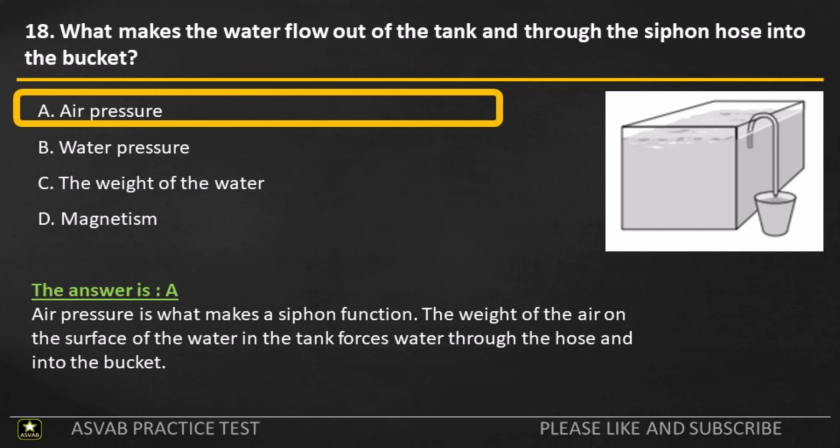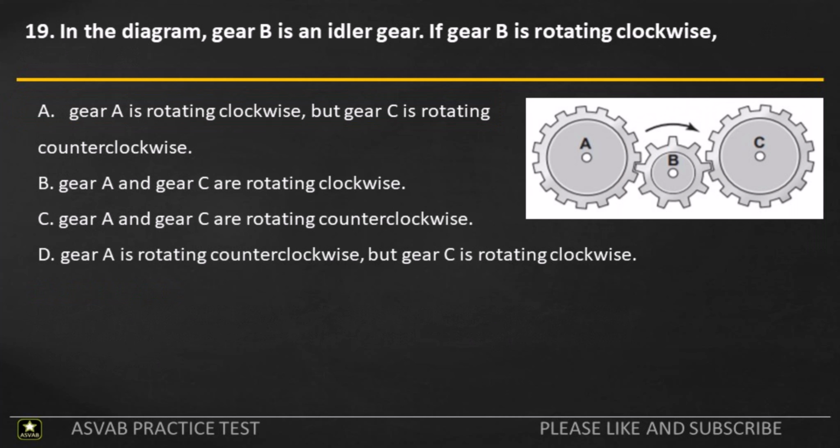Air pressure is what makes a siphon function. The weight of the air on the surface of the water in the tank forces water through the hose and into the bucket. 19. In the diagram, gear B is an idler gear.